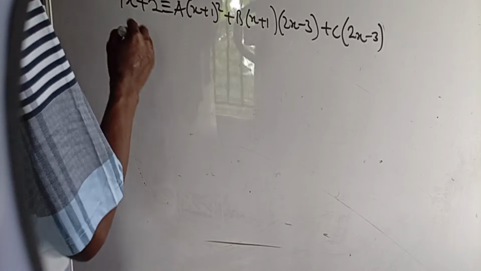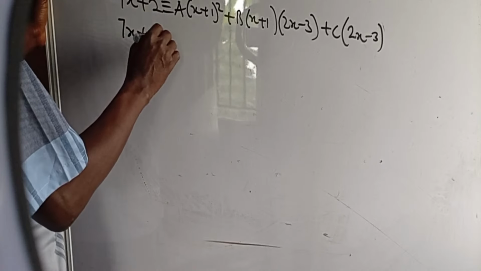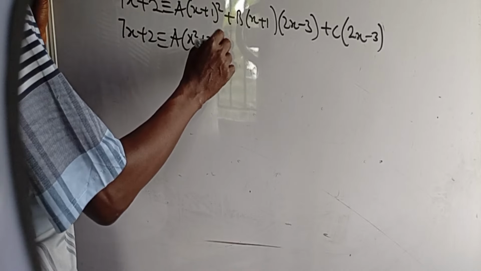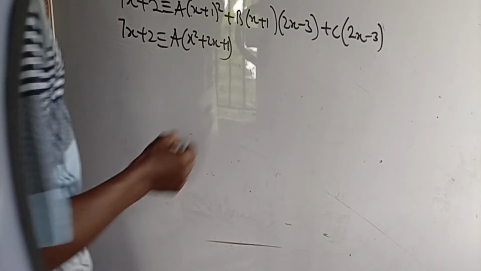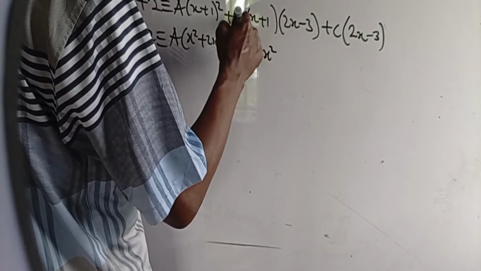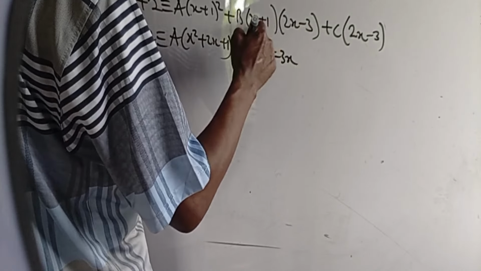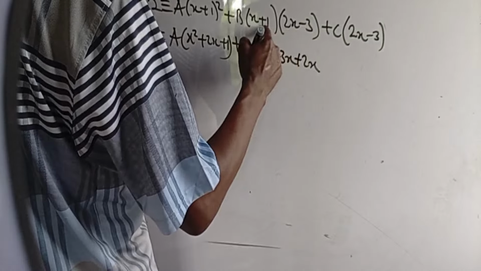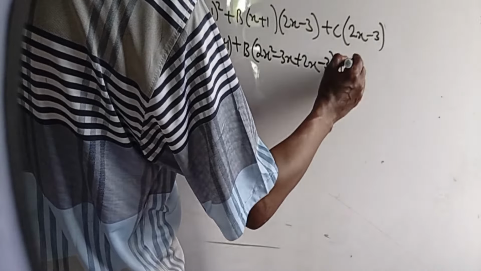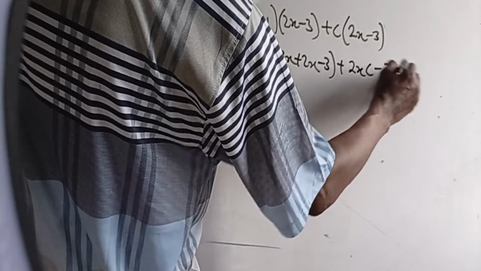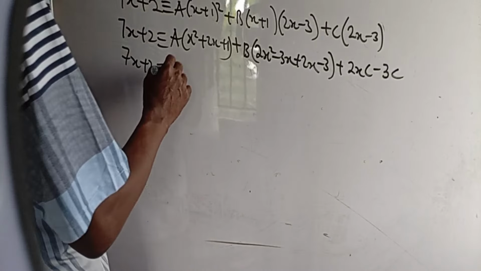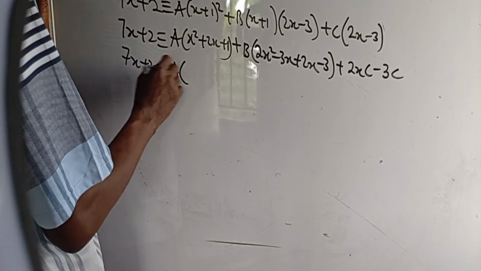Okay. Now expansion. 7x plus 2 equals a into, when you expand x plus 1 squared, you have x squared plus 2x plus 1. That's the expansion of this. Plus b into x times 2x, 2x squared, x times minus 3, minus 3x, plus 1 times 2x, plus 2x, plus 1 times minus 3, minus 3, then plus c, expanding is 2xc minus 3c. So we have 7x plus 2 is equal to a into this.